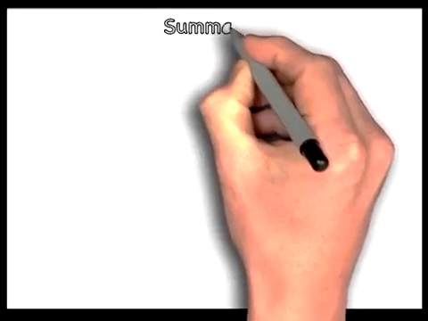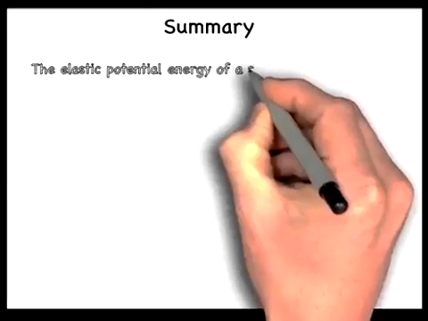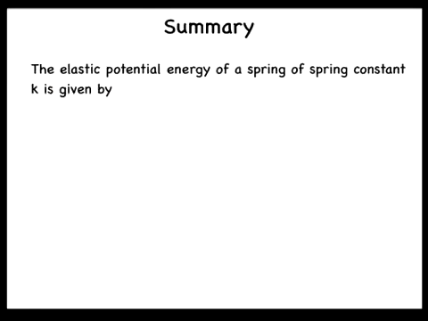In summary, we have found that the elastic potential energy of a spring of spring constant k displaced at distance x from its unstrained length is given by PE elastic equals 1/2 kx squared. This new potential energy can be used to solve problems in which the total mechanical energy is conserved.